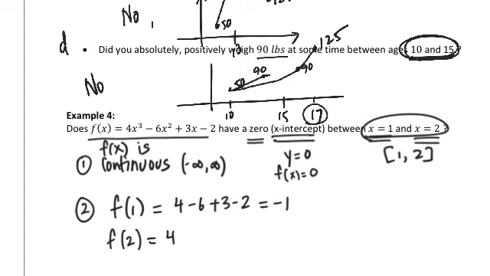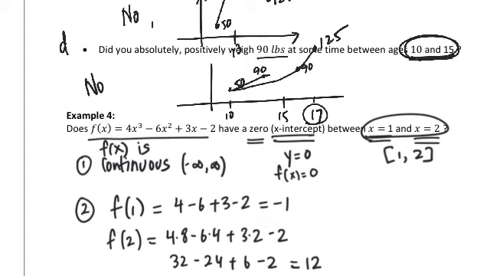Now let's find f of 2. F of 2 is 4 times 8 minus 6 times 4 plus 3 times 2 minus 2. That's 32 minus 24 plus 6 minus 2. Left to right, 32 minus 24 is positive 8, plus 6 is 14, minus 2 is 12. So now I can see that f of x changed sign on this interval: f of 1 was negative 1 and f of 2 was 12.